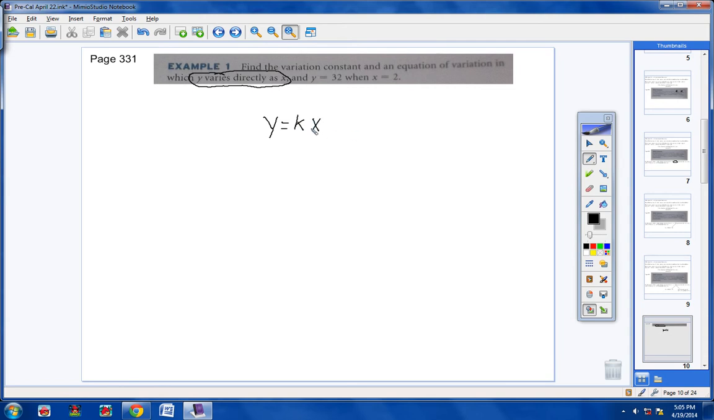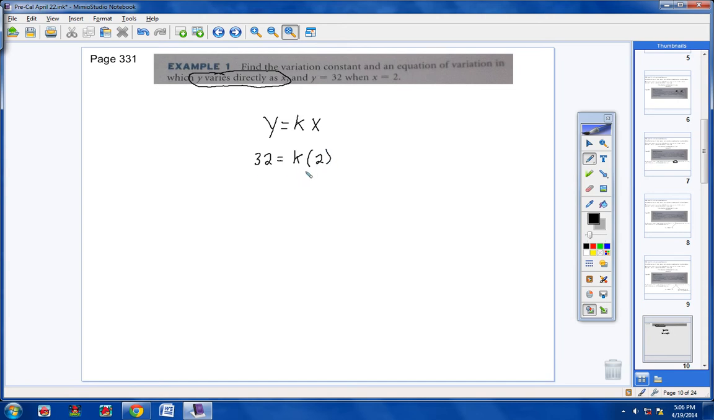Let me say that again. We see here that we have direct variation, so we use this model, y equals kx. And what they tell us is we have y equals 32 when x equals 2. So using this model for direct variation, where the y is, I'm going to substitute 32. Where the k is, I'm going to leave it k. And where the x is, I will substitute 2.